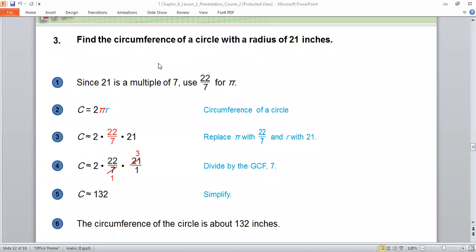So I have here that 21 is the radius. So the radius is what, Ahmad? 21. And 21 is a multiple of 7. So π here will be equal to a number. I will remove π and use 22 over 7. I will plug 22 over 7 in the place of π.